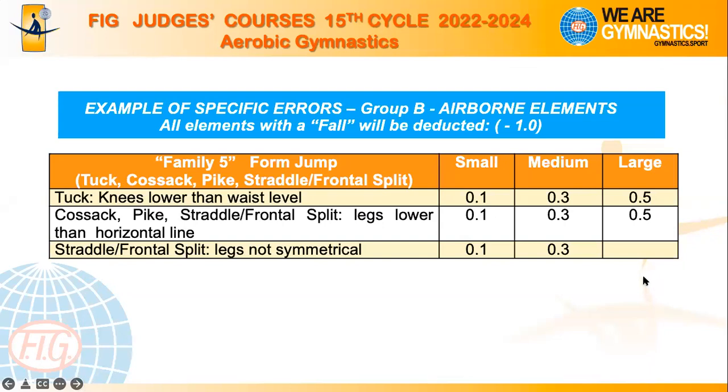Okay, now to family 5. These are form jumps: tuck, Cossack, pike, straddle, or frontal split. Tuck is knees lower than waist level, depends, but 1, 3, 5. For Cossack, pike, straddle, or frontal split, legs lower than horizontal is 1, 3, 5. And for straddle or frontal split, legs not symmetrical. Symmetrical means right and left the same. And this is 1 and 3.